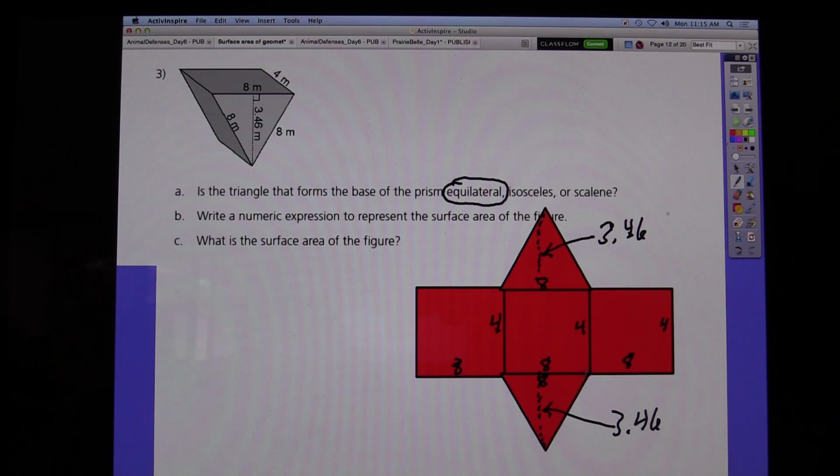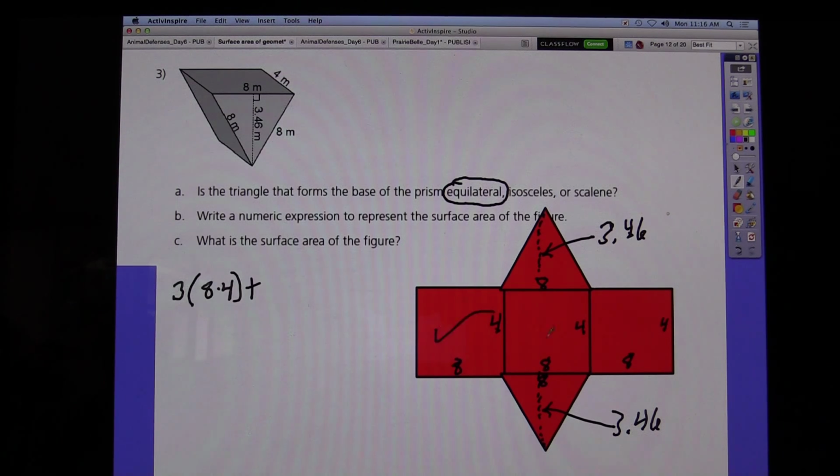Alright, B says write a numeric expression to represent the surface area of the figure. Well, I'm going to go ahead now and translate all of these into expressions that when I find the areas of each of those shapes, it'll give me the surface area for the entire shape. Now, I'm going to use a little bit of grouping here to help me. I have 3 rectangles that are 8 by 4. They're the same. So I'm not going to write 8 times 4 plus 8 times 4 plus 8 times 4. I'm just going to say 3, and then parentheses, 8 times 4 plus. And that's got this one taken care of, this one, and this one.